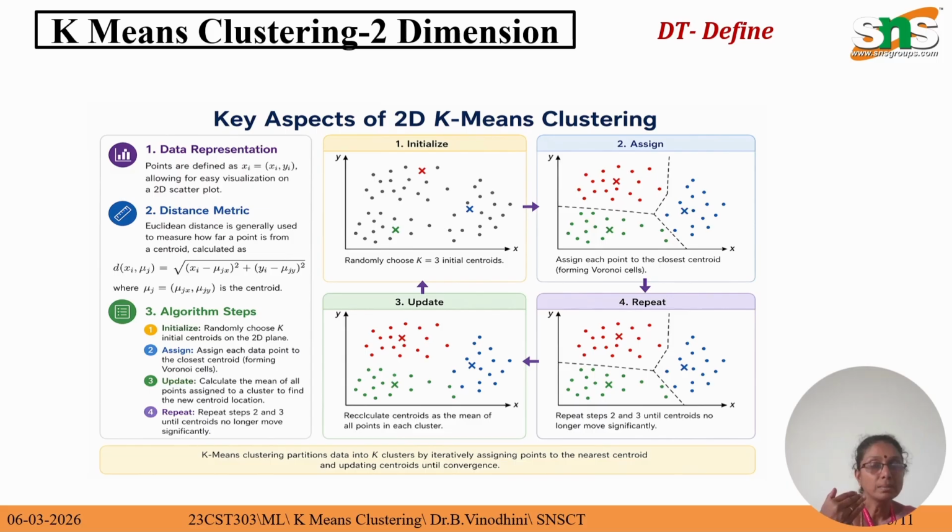So we initialize the k value, assign the data points to the clusters based upon the minimum centroid distance, and calculate the mean of all the points assigned to the particular clusters to form the new centroid value. Repeat the process of steps 2 and 3, and finally we stop the process when no new cluster is formed.